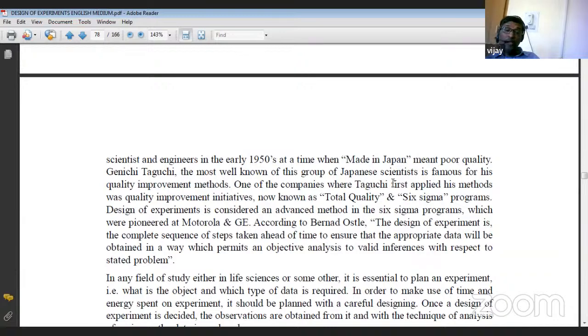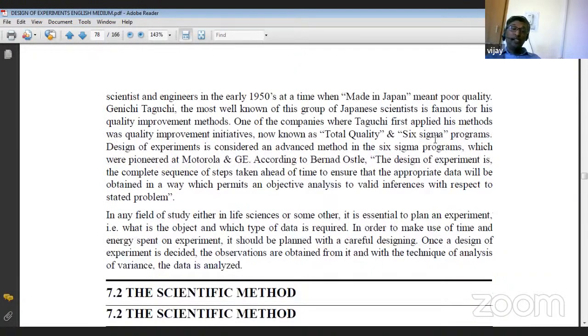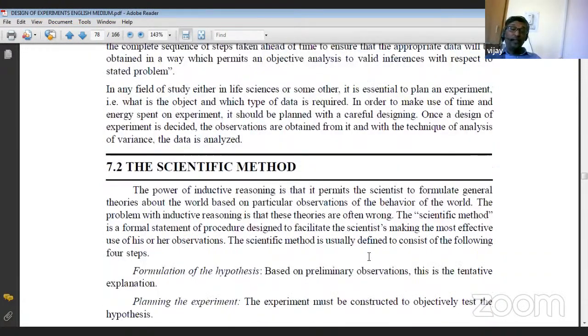and G. According to Bernard Ostle, the design of an experiment is the complete sequence of steps taken ahead of time to ensure that appropriate data will be obtained in a way which permits an objective analysis, leading to valid inferences with respect to the stated problem. This is the method, the scientific method.